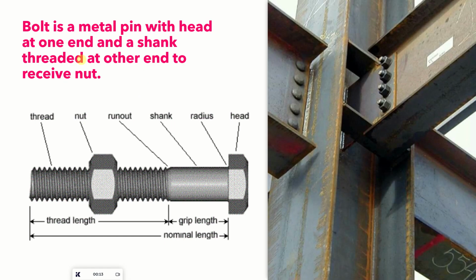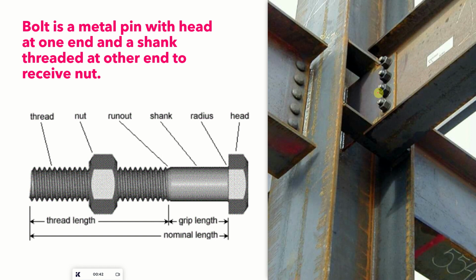A bolt is a metal pin with a head at one end and a shank threaded at the other end to receive the nut. Here, at the thread only, the nut can be received. This is the shank, this is the head, and this is the threading portion. The shank length is called the grip length, the threading length is known as the thread length, and the total length is known as the nominal length. Whenever we say the diameter of the bolt, we are talking about the shank diameter.